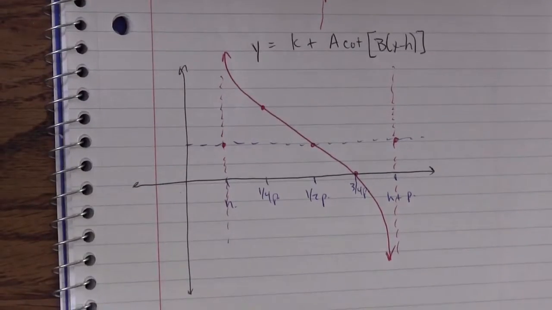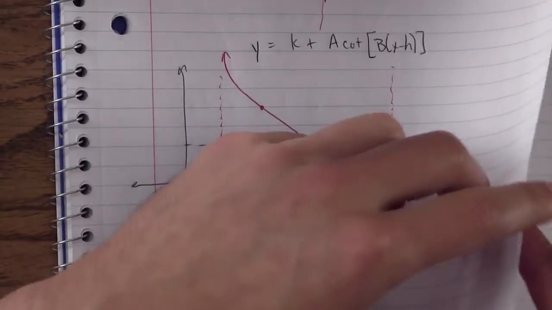So to wrap up this video, I'm going to do a couple examples of graphing. I'll do a tangent and I'll do a cotangent so you can see an example of what each of those look like.